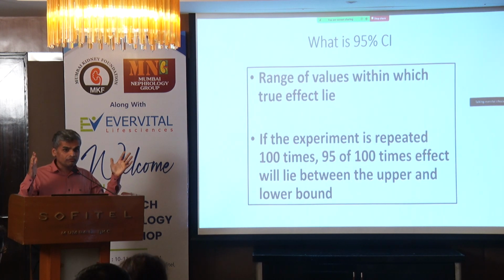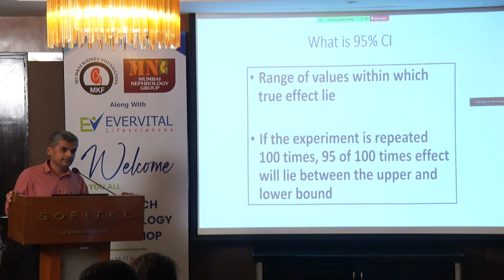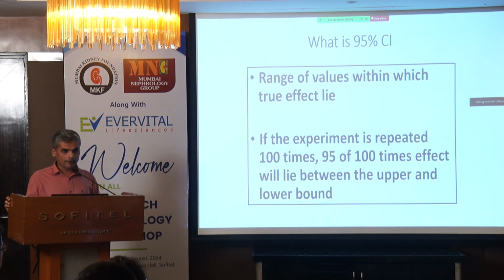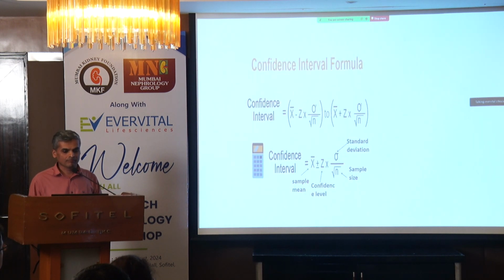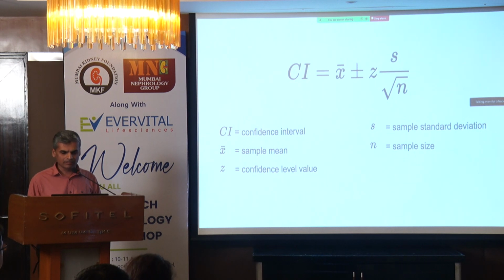So this is the range of values within which the true effect lies. 95% of the time, if you repeat the experiment 100 times, on 95 occasions, the true effect will lie between the upper and lower bounds of the confidence interval. And there is a formula, it is not very difficult, we will come to this again.